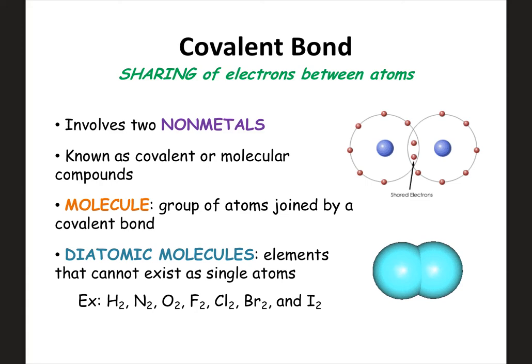I'm going to go through covalent bonds and dot structures in this video. So we already know that covalent bonds are when you have a sharing of electrons taking place between atoms. If you look at this picture, these two electrons are being shared between the two different atoms. Covalent bonds are between nonmetals. They're sometimes called molecular compounds because they form molecules.